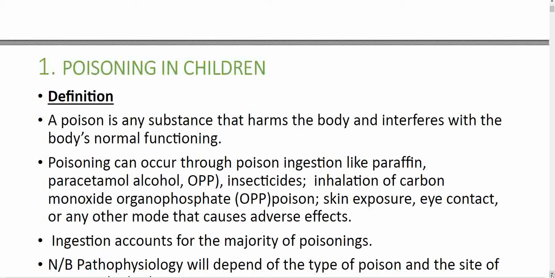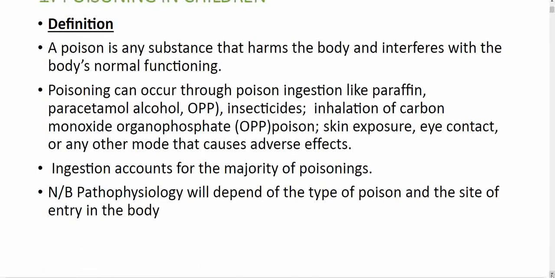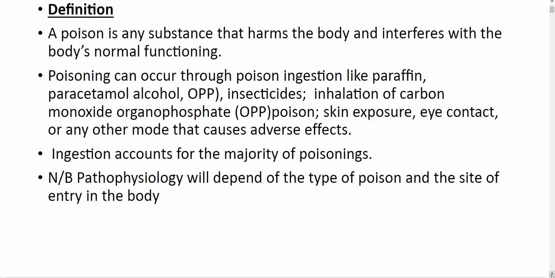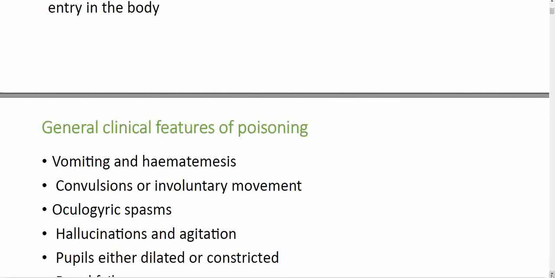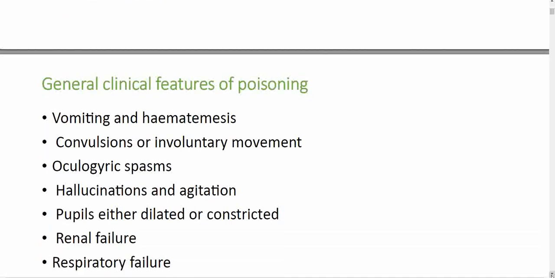And so these are types of substances that you are supposed to be very cautious about, and no children should be exposed to such. Ingestion accounts for the majority of poisoning, and you need to know that the pathophysiology will depend on the type of poison and the site of entry to the body. So let's check on the clinical features of poisoning, or how poisoning manifests itself. So vomiting and hematemesis. Vomiting is just puking, right? Then hematemesis, that is vomit with blood content or traces of blood. Another one is convulsions or involuntary movements.